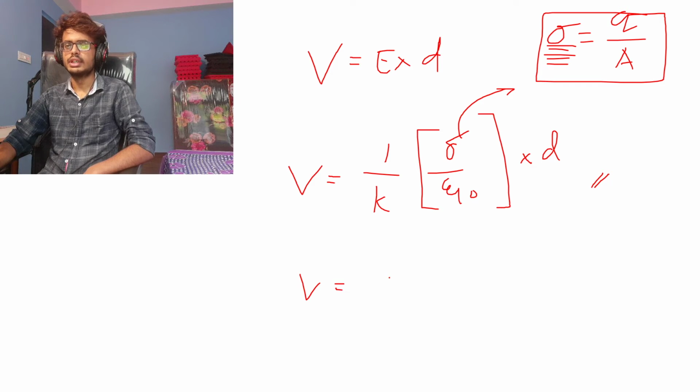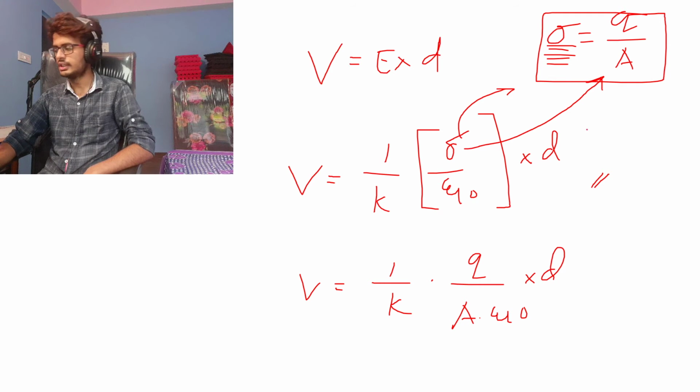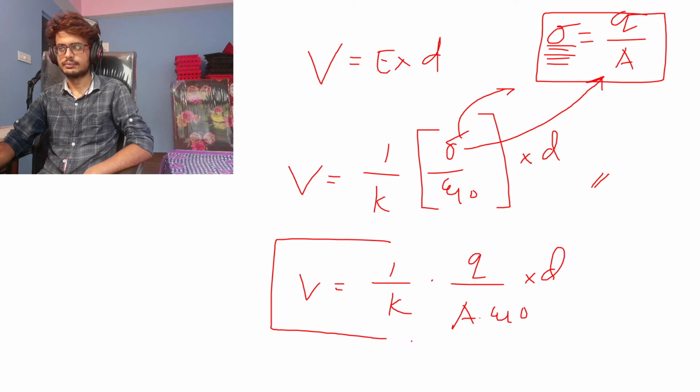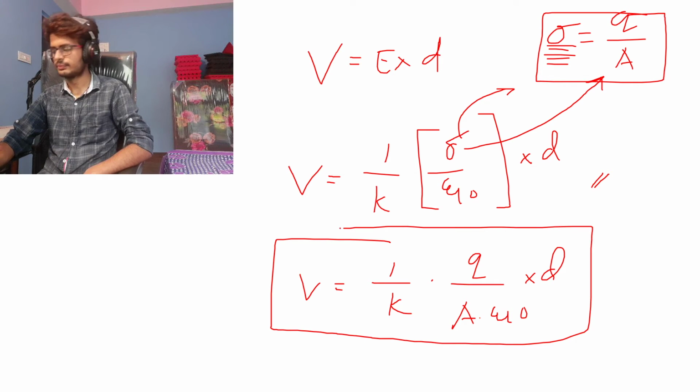So what we do is we just replace this sigma with Q by A. So I replace it: Q by A into epsilon naught into D. So we just replace sigma, that is surface charge density, with Q divided by A, right? We just replace it like this. So is this step clear?